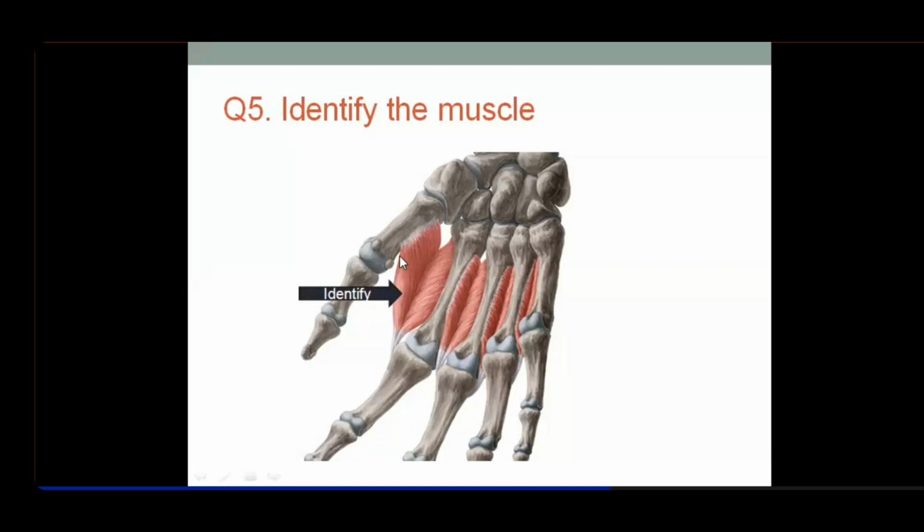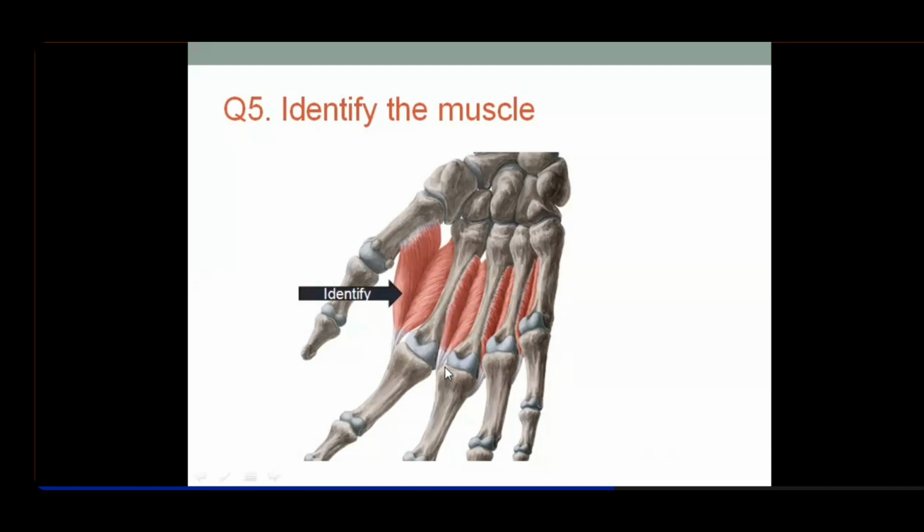So abduction, you do not need other abductors for this, because you have specialized abductor pollicis longus and abductor pollicis brevis for the thumb. You don't need an abductor for the little finger because you have abductor digiti minimi for this. So that means you have 4 dorsal interossei for the abduction of 3 digits, away from the median plane. So the first dorsal interossei will abduct the index finger away from the median plane.